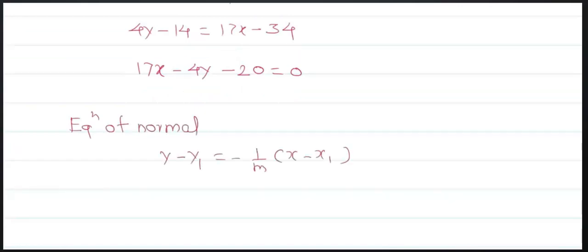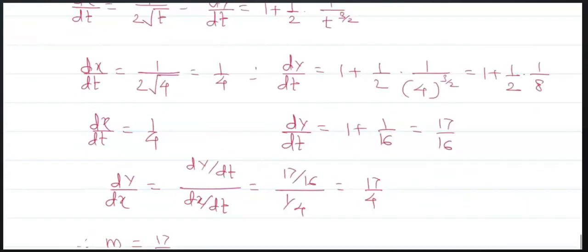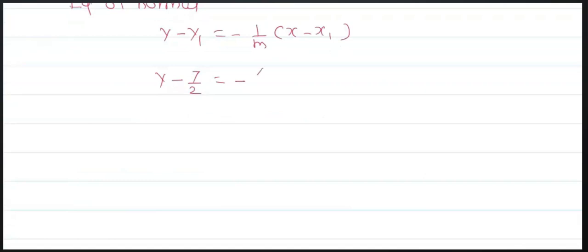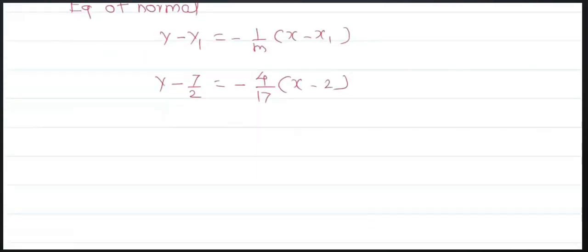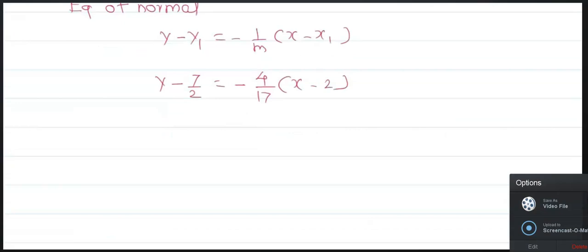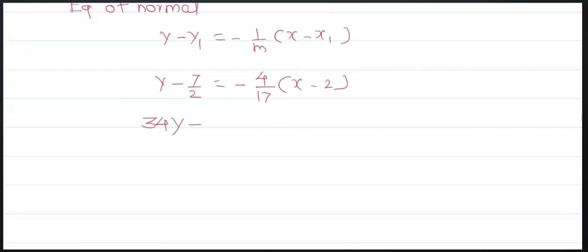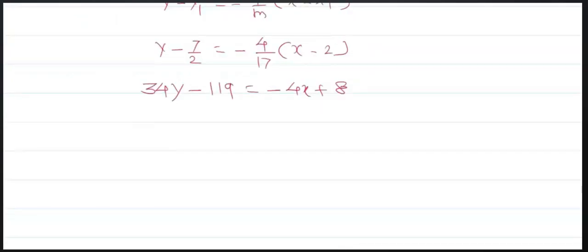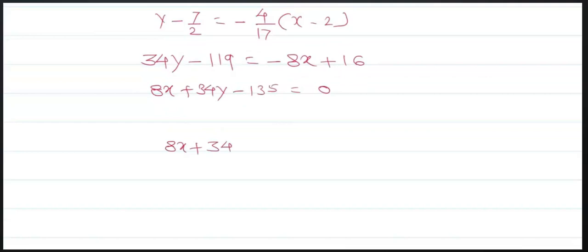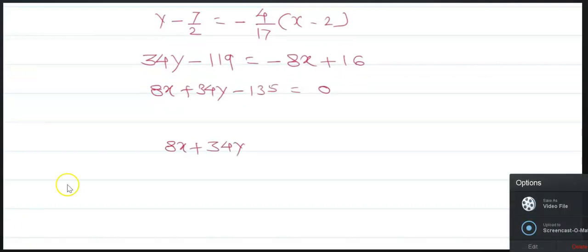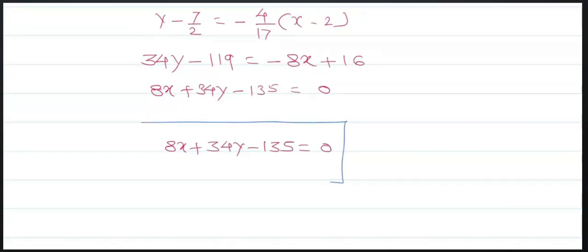Now the equation of the normal is y minus y1 is equal to minus 1 upon m in bracket x minus x1. To substitute the values, y minus 7 by 2 is equal to minus 4 upon 17 in bracket x minus 2. Now simplify this equation, that is 34y minus 119 is equal to minus 8x plus 60. And after simplification, you will get 8x plus 34y minus 135 is equal to 0. This is the equation of the normal.